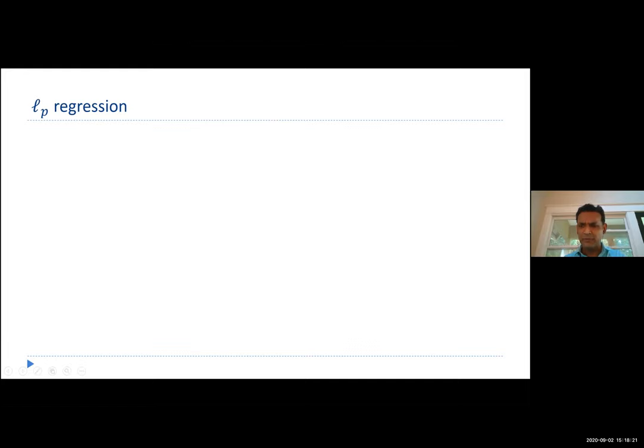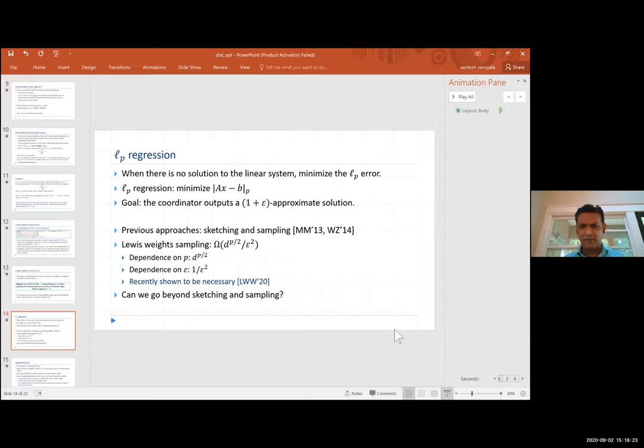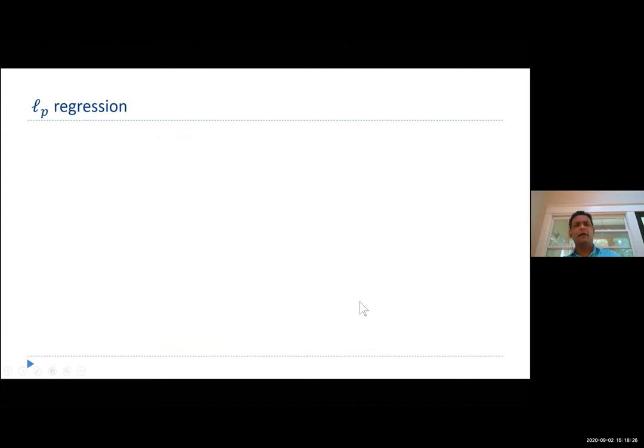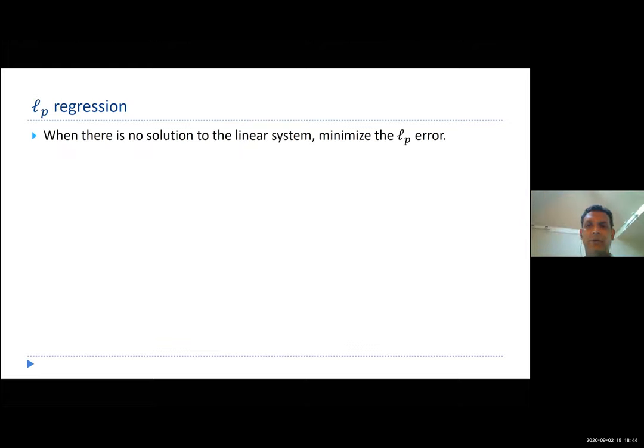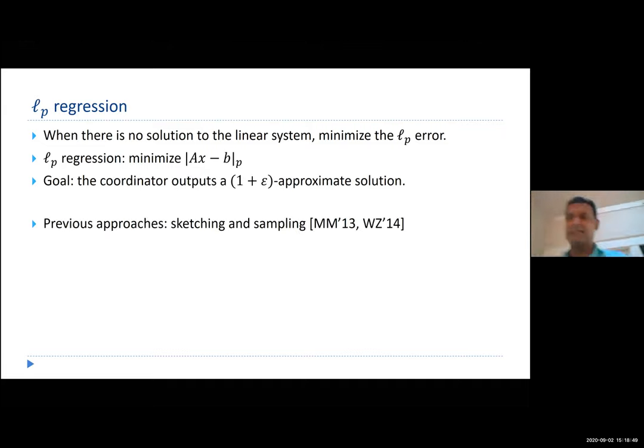Now, where do we go from here? Linear systems we can think of as L2 regression, the exact case. And so next we want to look at an interesting, widely studied problem these days, partly because of machine learning, and that's LP regression, where P is not necessarily 2. This is indeed a very common paradigm with lots of very nice techniques in the usual sequential single server model. And the goal is to output a 1 plus epsilon approximate solution.